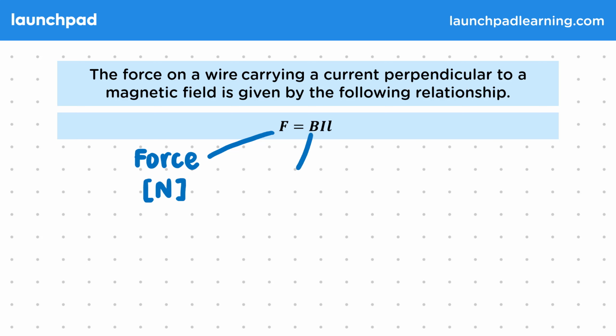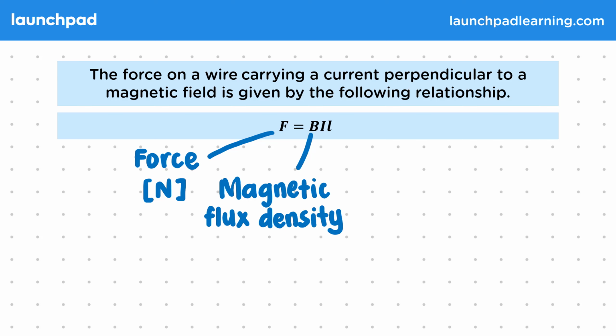Then B is the magnetic flux density of the field the wire is in. Remember that this is a measure of how strong the field is, and we measure this in teslas. The stronger the field, the stronger the force will be. Next, I is the current, which will be in amperes. A larger current will lead to a larger force.